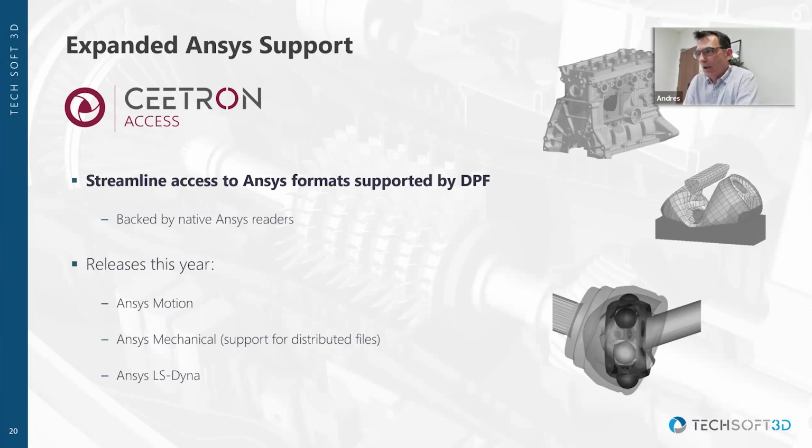You know, we support a few ANSYS products already, but we think that this really has added value. As you can see through ANSYS Mechanical, for example, the native reader has features that we do not support, and I'm really looking at support for distributed files here. Also, we will be adding formats. ANSYS Motion will be available as soon as the release is out. And further down the line, we will finalize the validation of the LS-DYNA reader as we move on. And you can expect to have more formats as DPF is developed.